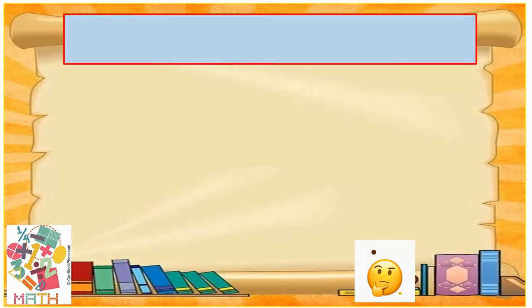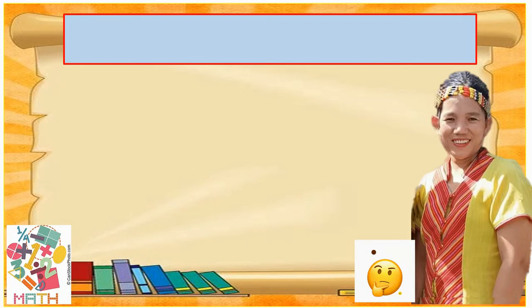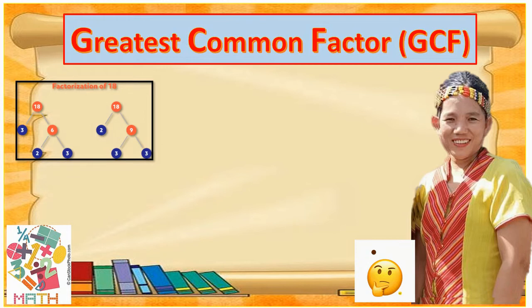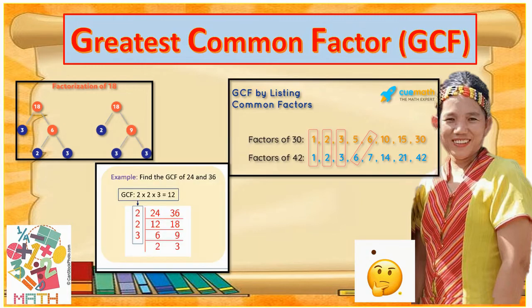For this video, okay, our lesson is about GCF, or greatest common factor. We're going to learn about greatest common factor, and this is found in the second quarter of Math 4. Not only in Math 4, even in the other grades, we can find GCF there. So get ready, kids, and we're going to have activities in finding GCF.